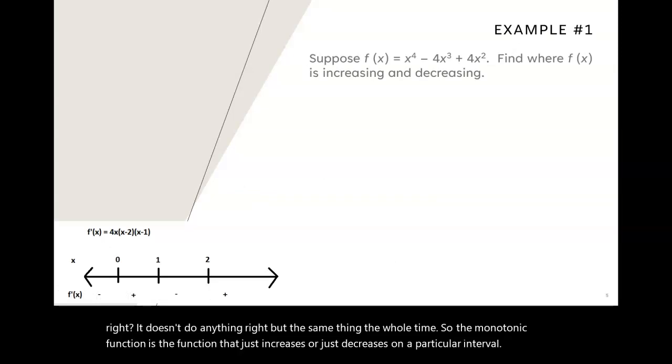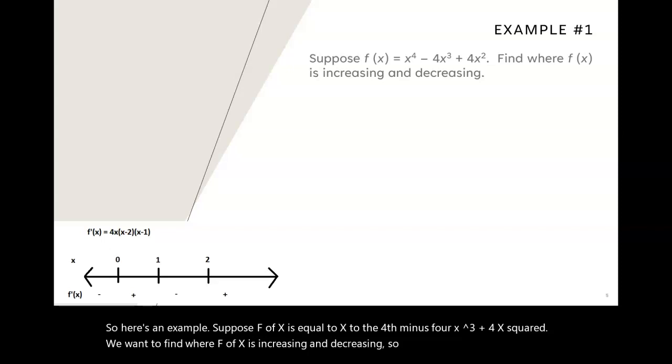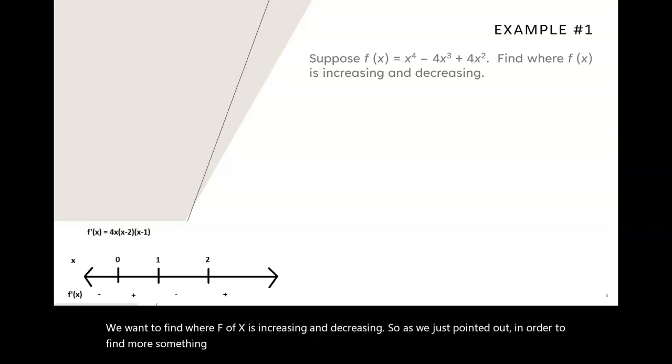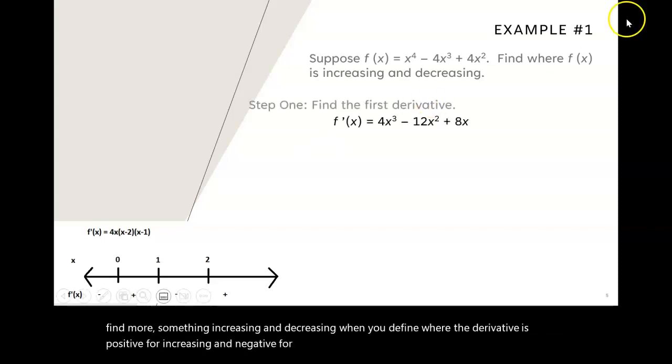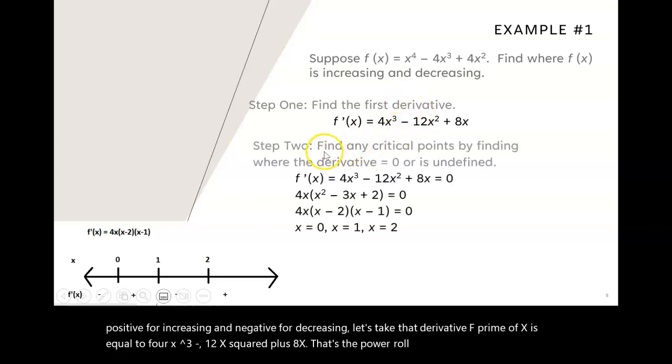All right, so here's an example. Suppose f of x is equal to x to the fourth minus 4x cubed plus 4x squared. We want to find where f of x is increasing and decreasing. As we just pointed out, in order to find where something's increasing and decreasing, we need to find where the derivative is positive for increasing and negative for decreasing. So let's take that derivative. f prime of x is equal to 4x cubed minus 12x squared plus 8x. That's the power rule. And what we need to do is find our critical points.